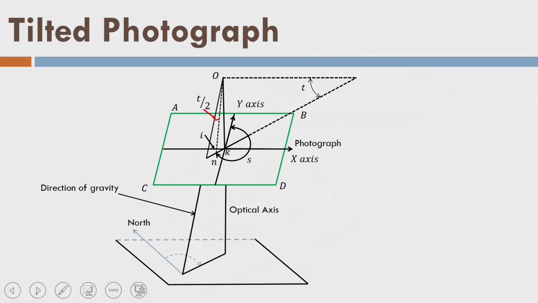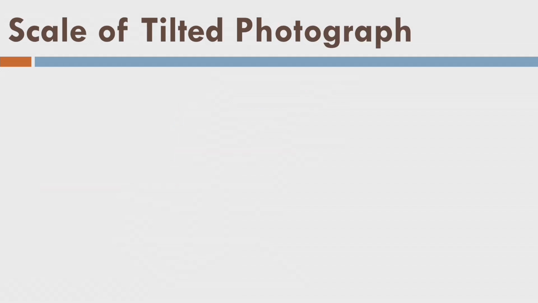Now we have understood what a tilted photograph is. In the books you will find this kind of photograph, where this is point N and this is point K, and this is the total tilt angle. As a result this point is the isocenter, which I will get as point I on the image if I bisect the tilt angle. Let us measure the scale of the tilted photograph.